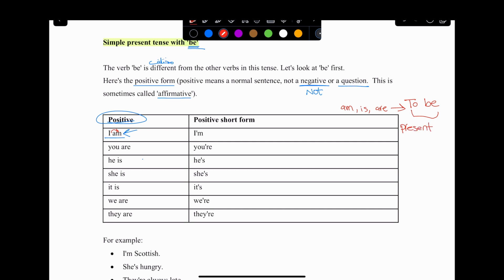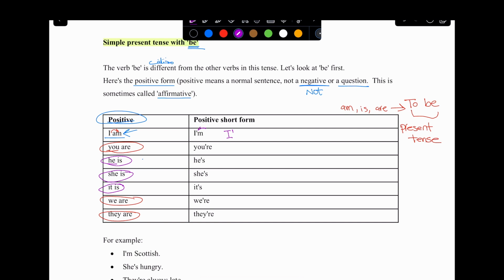So present tense. So I am, you are, we are, they are. He is, she is, it is. وهنا اختصارات am, are, is. So عندما نريد أن نختصر I am, so نكتب I apostrophe.